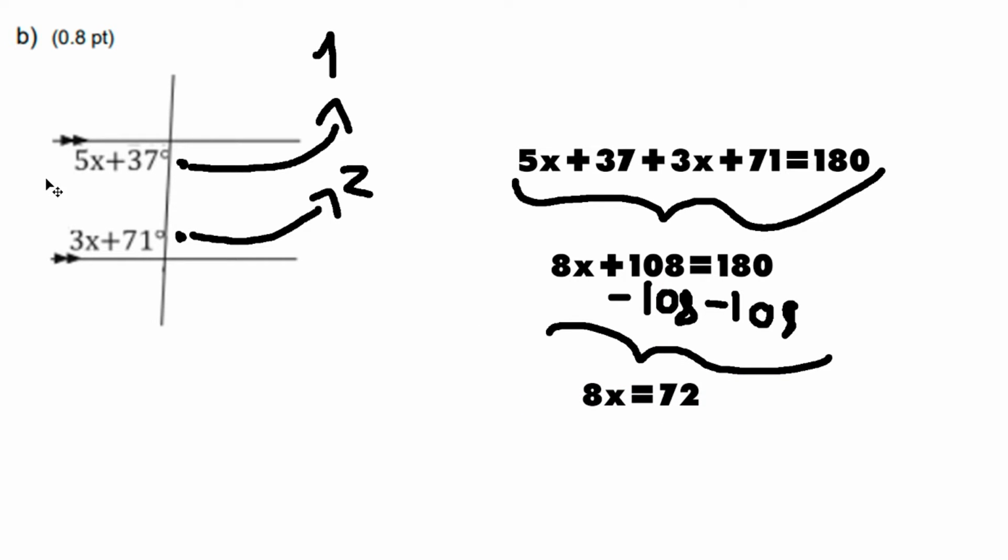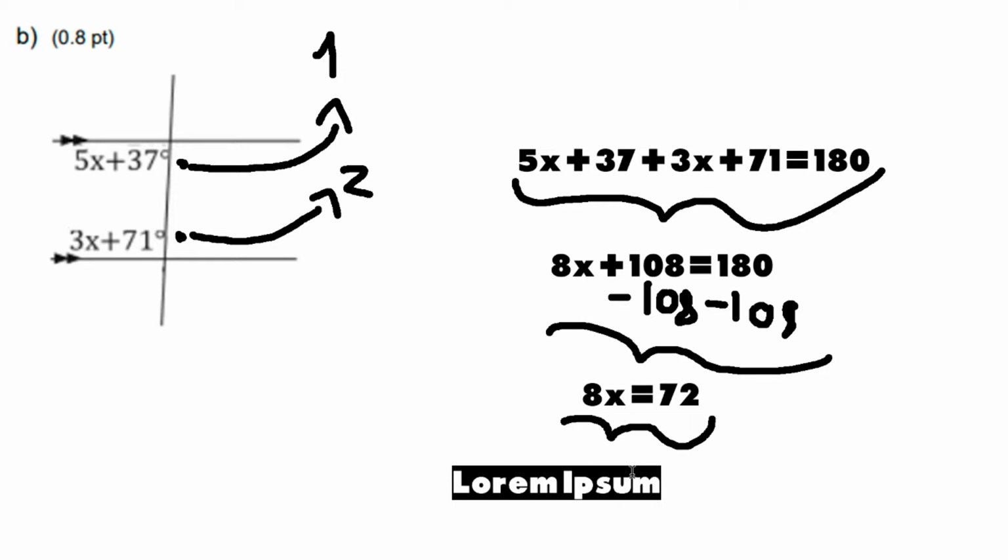What do we do here? Then we just need to divide 72 by 8, which is equal to 9. So the final result will be x is equal to 9.